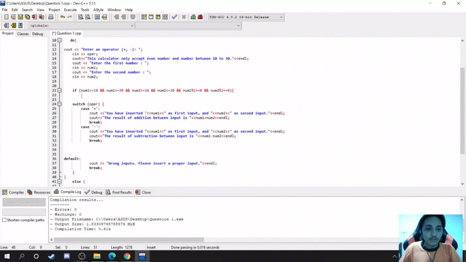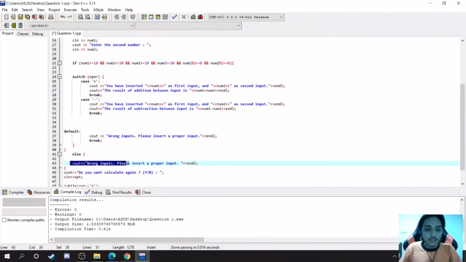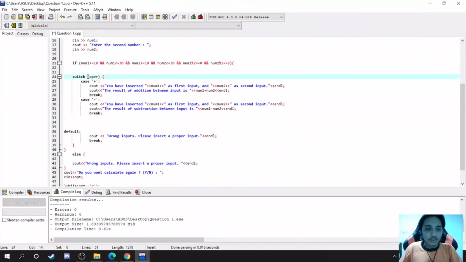Then both num1 and num2 must follow this condition: num1 must be equal to or more than 10 and less than or equal to 30. Num2 also must be more than or equal to 10 and less than or equal to 30. And then both of them must be even numbers, which means both of them must be divisible by 2 with remainder equal to 0. If this case is not true, it will just display wrong input, please insert a proper input. Next, if it's true, then it will go to the switch statement.